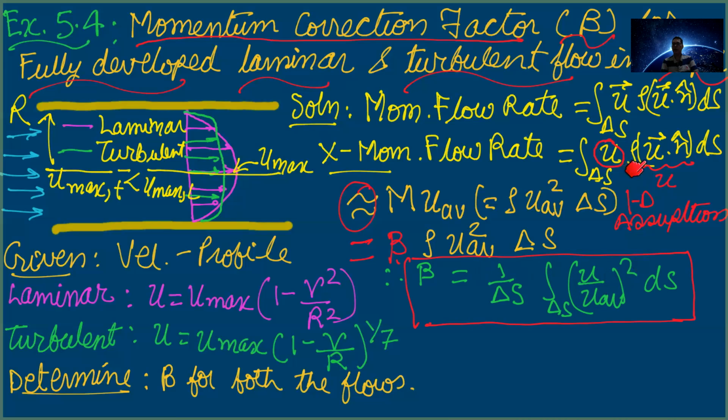So here you have u square. If you divide by u average square, you can write it like this. And this delta S comes in the denominator. Rho cancels from here and here. So this is the expression for the momentum correction.